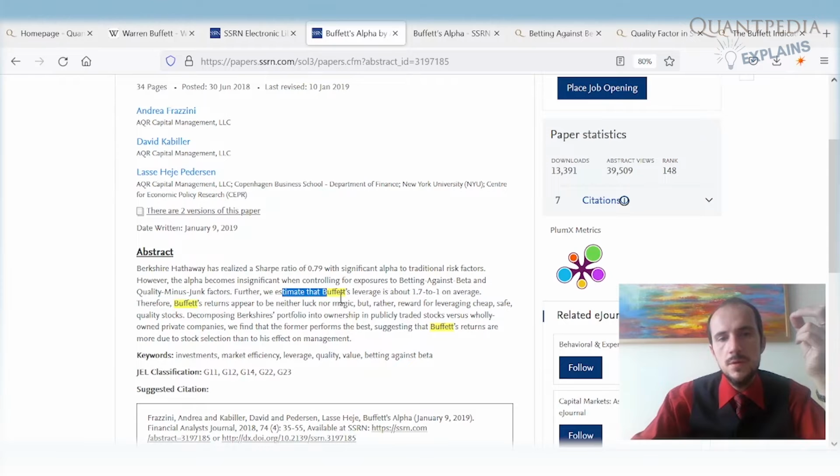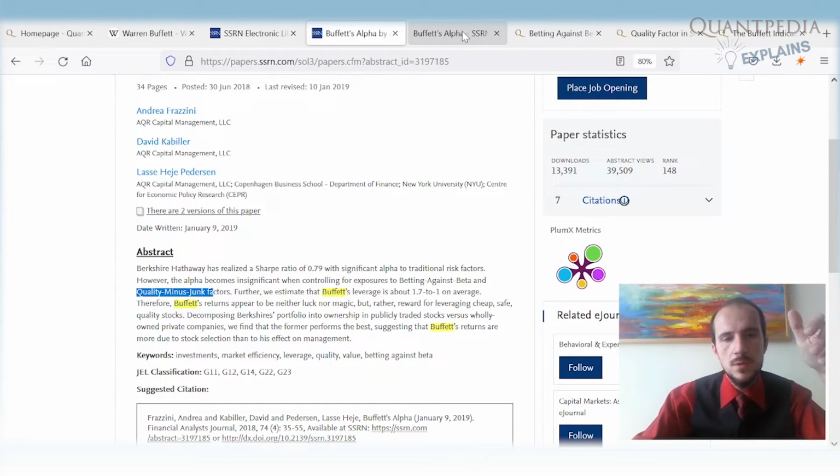They also estimate that Buffett's leverage is about 1.7 to 1 on average. When they control Warren Buffett's portfolio against the betting against beta and quality minus junk factors, and then apply the leverage of 1.7 to 1 on the resultant portfolio, so they match the same leverage that Warren Buffett is using, they were able to completely match Warren Buffett's performance. It seems that Warren Buffett's alpha is not especially alpha. Warren Buffett is very, very skilled in getting returns out of the systematic factors that are well known, but he started to do it much sooner than anybody else, because he started to invest in the 1950s or 1960s.